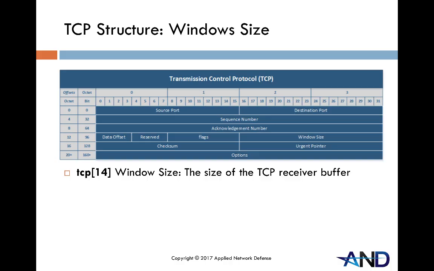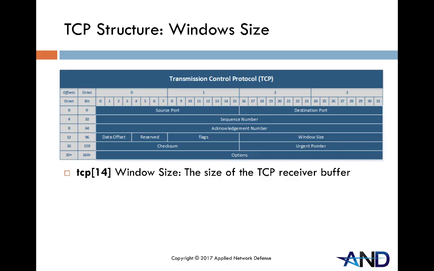Now, you'll see that field. It's on the fourth row there on the right, at TCP 14. That's a 2-byte field for window size. What that window size basically specifies is the size of the TCP receive buffer. It's the size of the buffer that exists on the recipient device. So if I'm sending data to one device, whatever its TCP receive buffer is what's going to be the window size that's sent back from that in an acknowledgement packet.